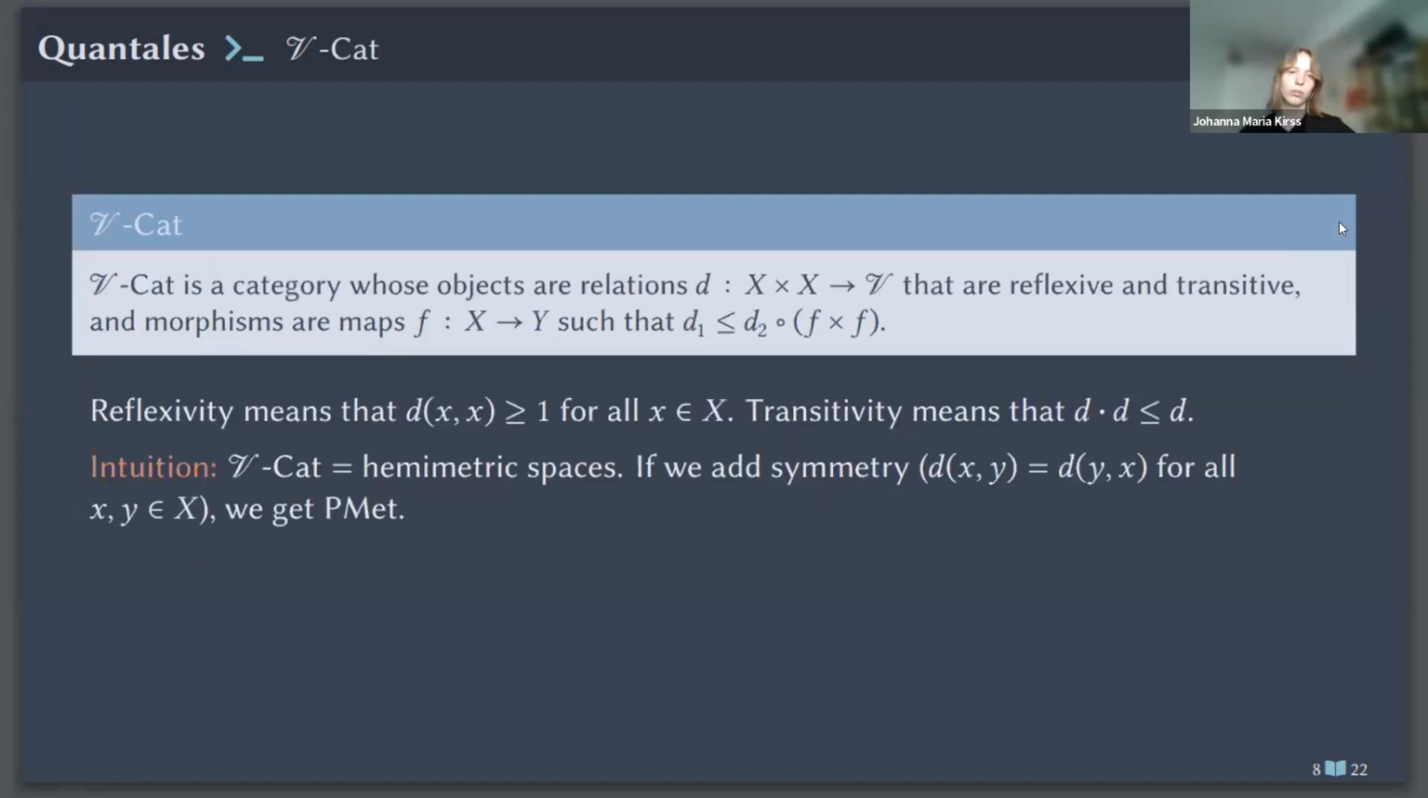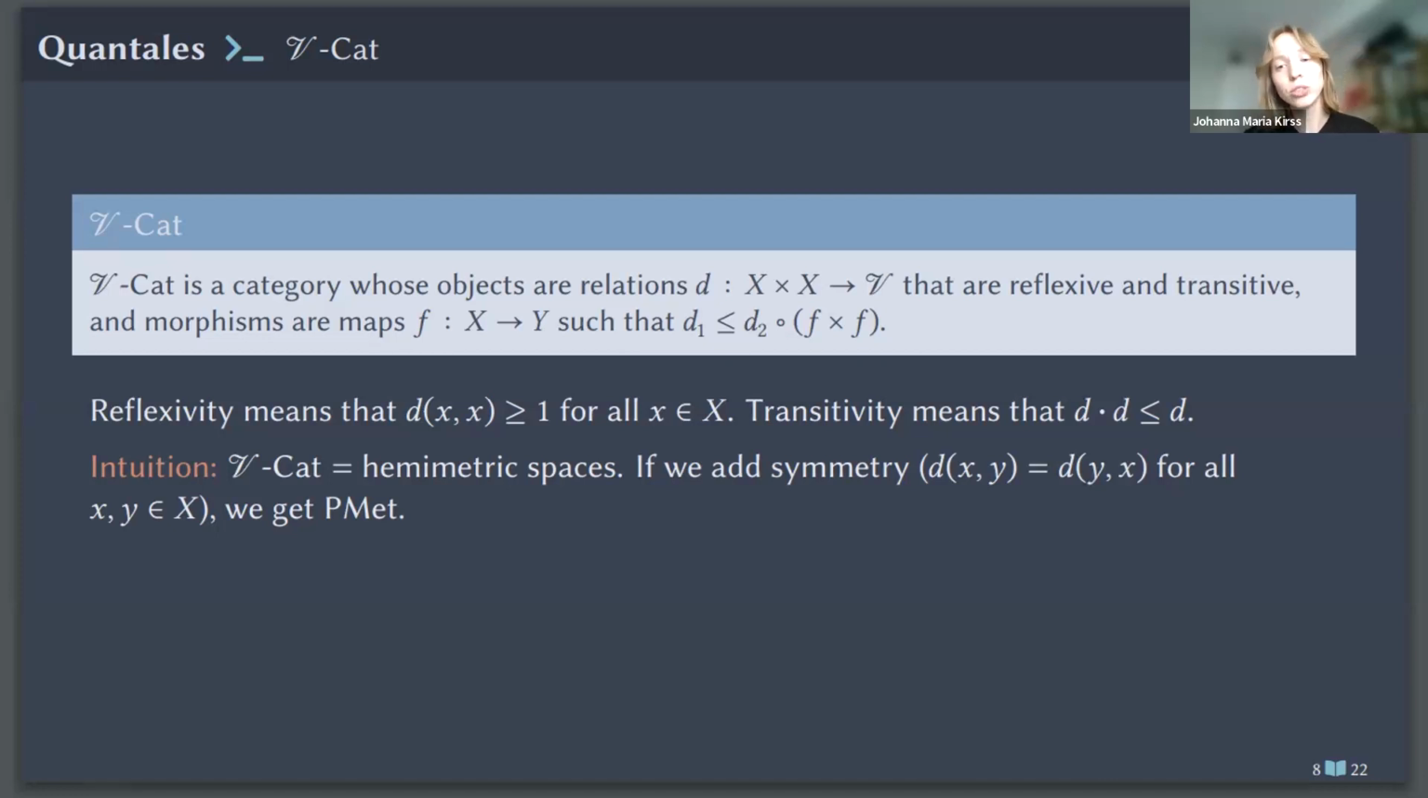The third category that is really relevant for us is VCat, a category of relations on X to V, and in particular relations that are reflexive and transitive. Reflexivity means that the distance from an element to itself is greater than or equal to 1 for all x. And transitivity means that d bullet d is less than d. These conditions emulate the idea that if you have a hemimetric, then dxx is 0, so the distance from an element to itself should be 0. And transitivity in a quantale way is the triangle inequality. So VCat actually gives us the category of hemimetric spaces.